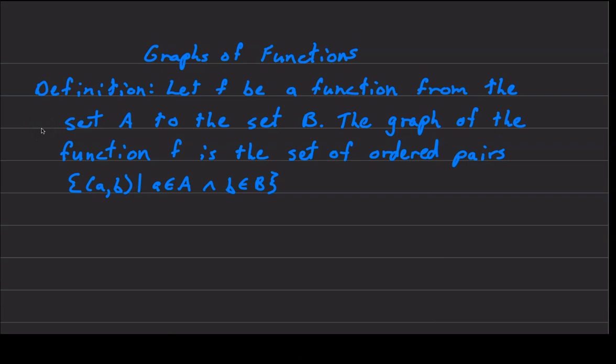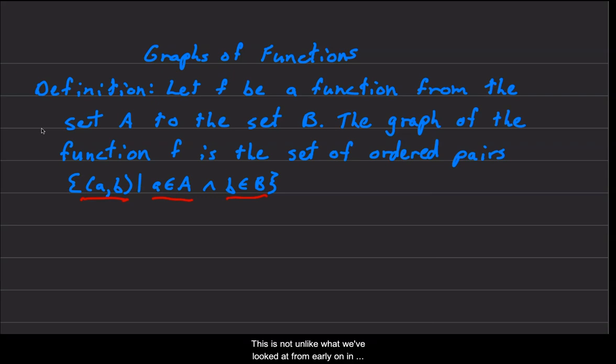Graphs of functions. Definition: let f be a function from the set A to the set B. The graph of the function f is the set of ordered pairs (a, b) such that a is in A and b is in B.